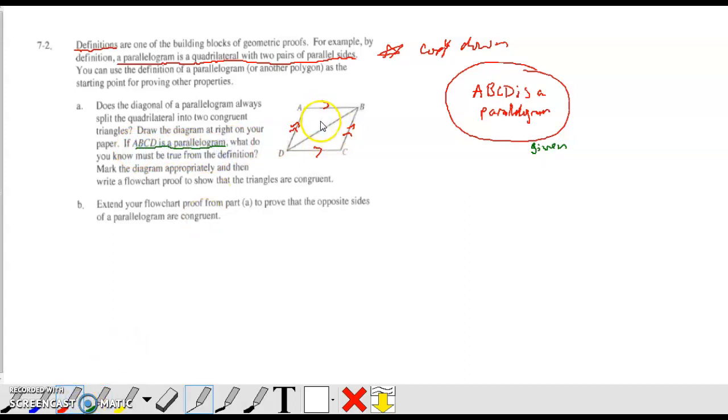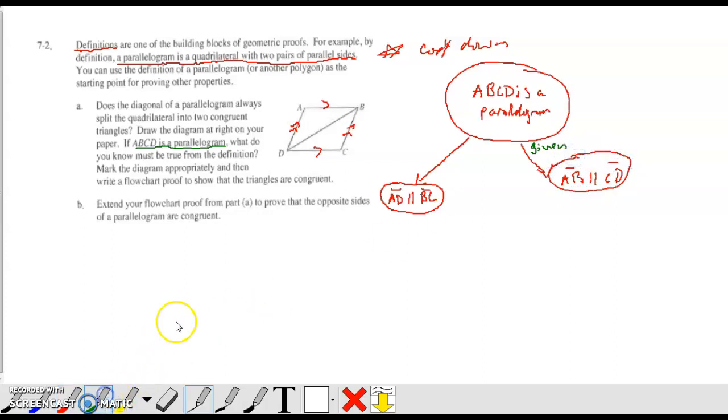Based on this information, what were we able to conclude? We were able to conclude that these two sides are parallel and these two sides are parallel. So based off of that, I'm going to say that AD is parallel to BC. Okay, and then off of this side, I'm going to say that AB is parallel to CD. Now, why do I get to say that? Because I used part of the definition. So I'm going to say definition of a parallelogram. I'm going to use the same thing. So def of parallelogram.